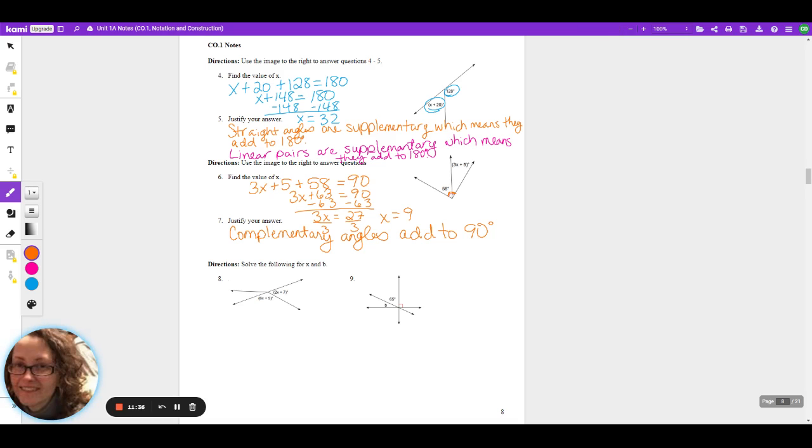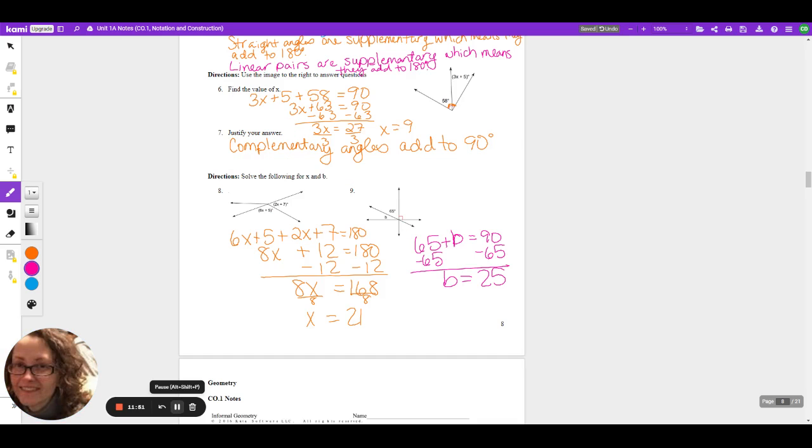Here are 2 additional problems, number 8 and 9, to try on your own. Please pause the video and try to solve. You should get x equals 21 and b equals 25 for each of these problems respectively. Here are the full worked out solutions for each of these equations. How'd you do?